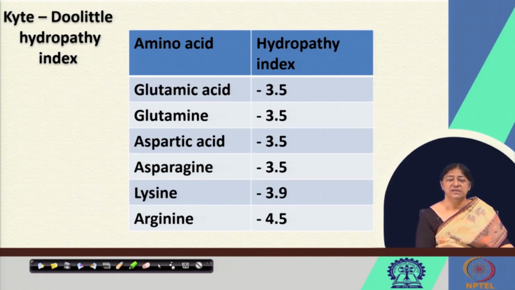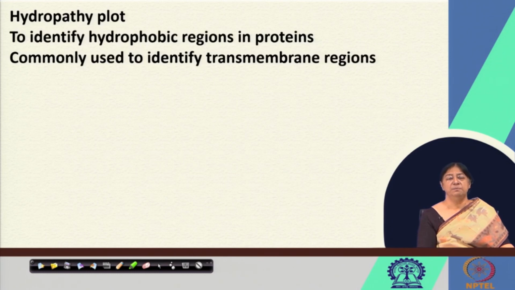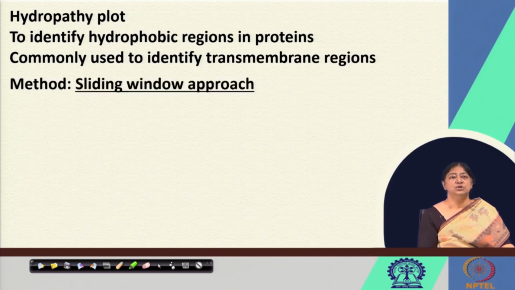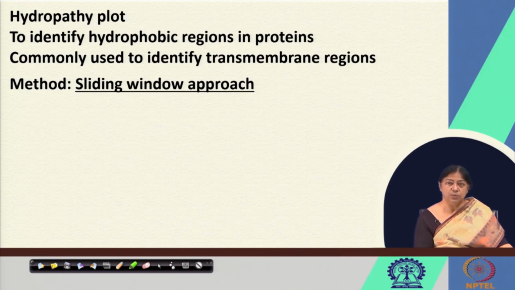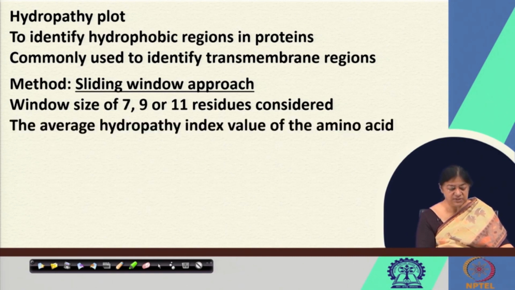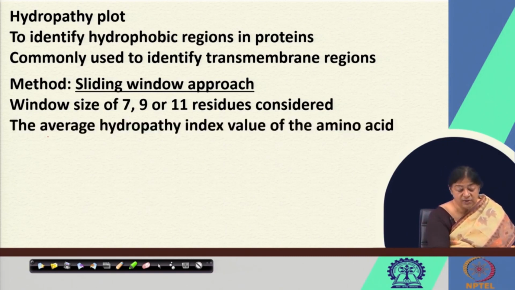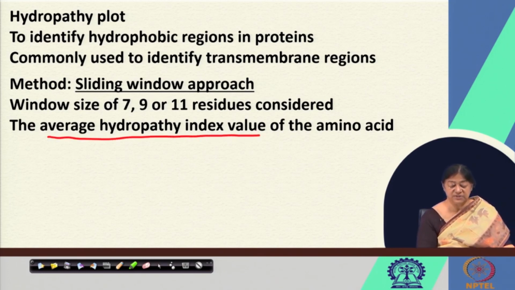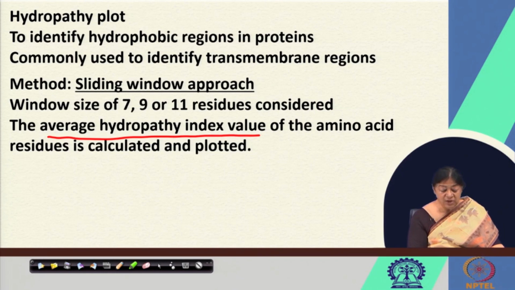Now, how does this help us? This helps us in that if we have amino acids one after the other in a particular series, we can identify hydrophobic regions in proteins, and this is commonly used to identify transmembrane regions. We will look at membrane proteins as well. There is a method called a sliding window approach, which we will address in a simple manner, looking at a specific window size. We will explain what this means in a moment. We calculate what is called an average hydropathy index value of the amino acid residues, and we plot this.